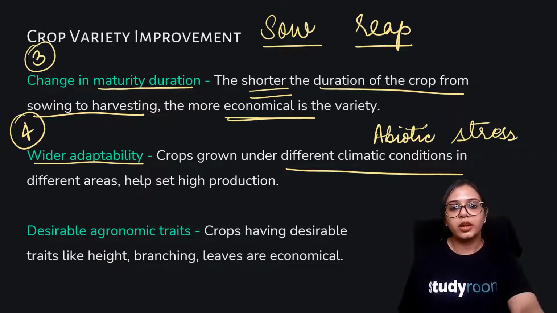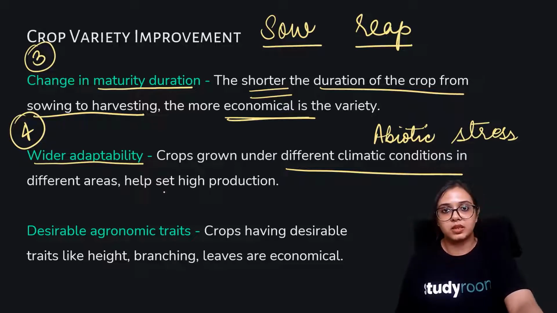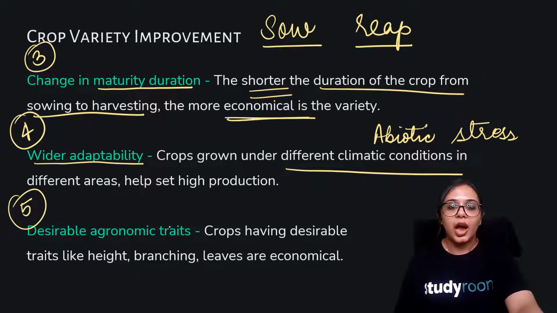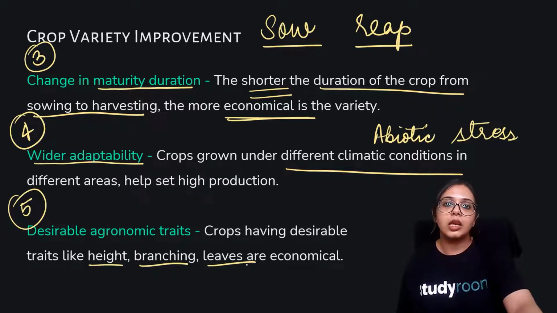Okay, so different areas have different climatic conditions, and we are ensuring that we get those crops that are resistant to these climatic conditions. Then we are getting desirable agronomic traits, means we are getting crops that have different height, different branches, different leaves, and these are economical.